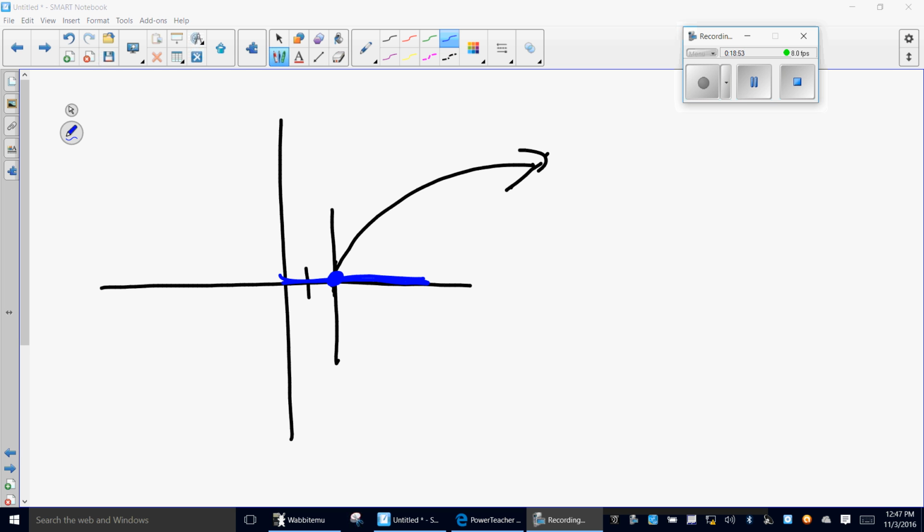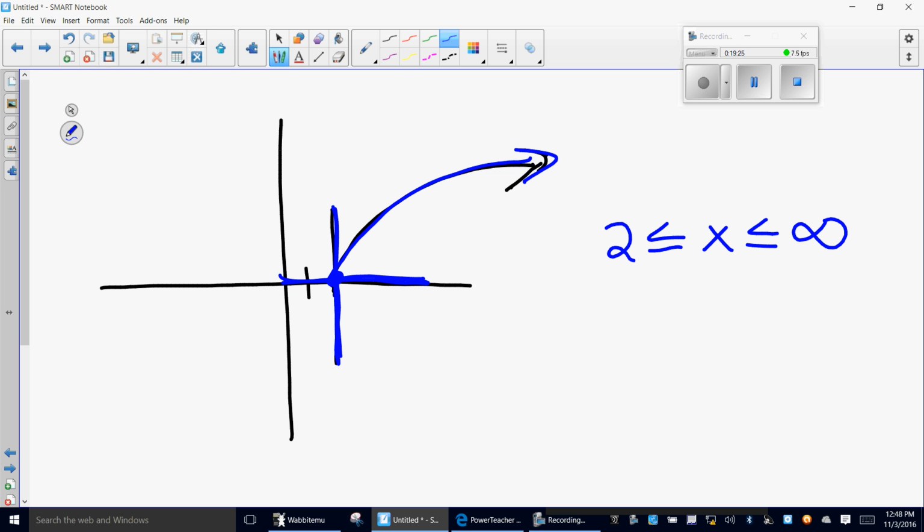Now, I asked before lunch, are we starting at negative infinity? No, we are starting right here at where on the x-axis? 2. And are we increasing or decreasing from here? We are increasing. So what would my statement say for increasing? 2 is less than or equal to x, which is less than or equal to infinity. Okay? Is it decreasing? No. So you would write none.